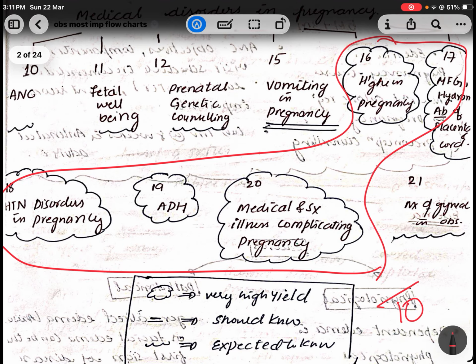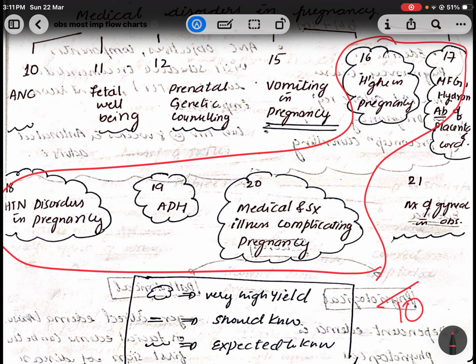First, let me be very clear: OBG is more of flow charts and numbers, so a good grip on all these things is required. If you go through that, there are a lot of flow charts. So here the emphasis is given on which flow chart you have to concentrate on.